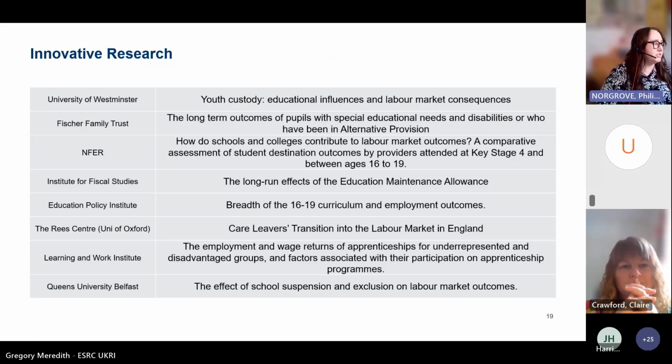So these are projects where researchers have accessed the Leo via the SRS service, just to give you a taste of what kind of projects are being run at the moment that use the Leo data. So for example, just to pick out a couple, we've got IFS there looking at the long run effects of EMA, Education Policy Institute looking at the breadth of 16 to 19 curriculum and employment outcomes, and Recenter at Uni of Oxford looking at care leavers' transition into the labour market.